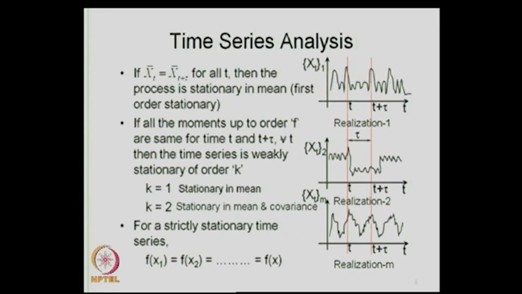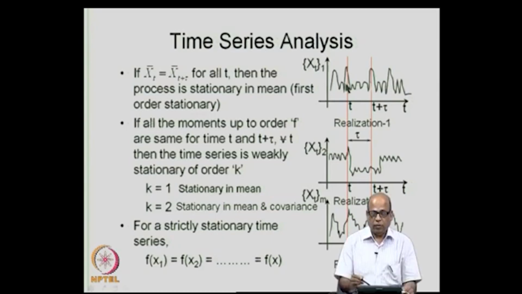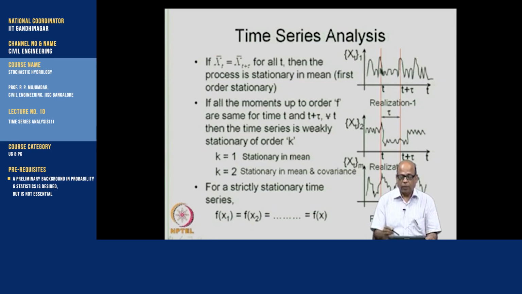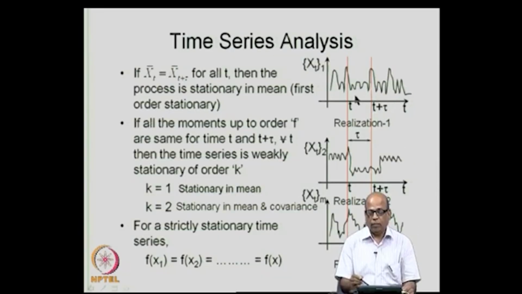So, for stationarity, as I said, the process is strictly stationary if the PDFs across time remain the same. That means, if you consider two time steps, tau time steps apart, that is t and t plus tau, the PDF at t and the PDF at t plus tau remain the same for all t. So, even if you shift by tau across the time scale, the PDFs remain the same, then it is called a strictly stationary time series, a time series which is strictly stationary.